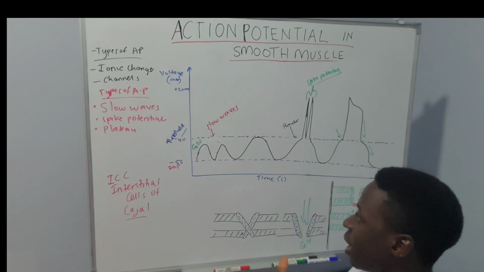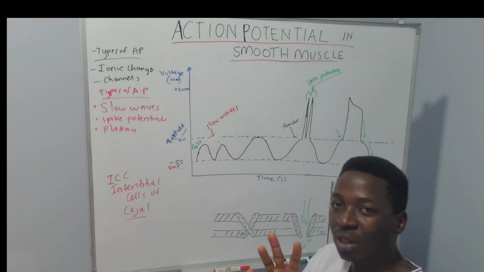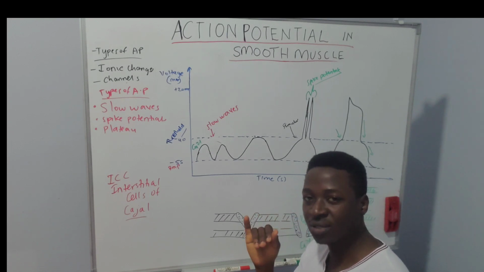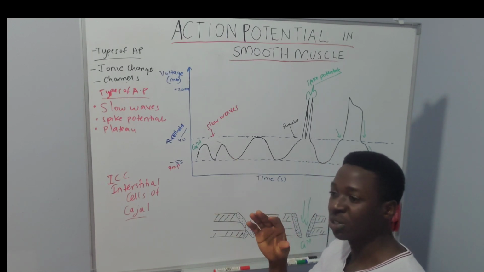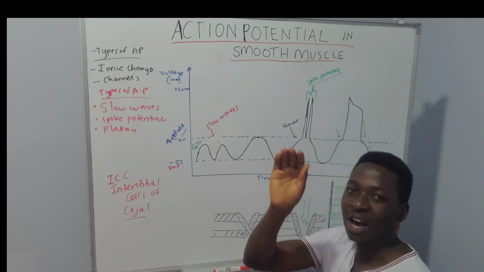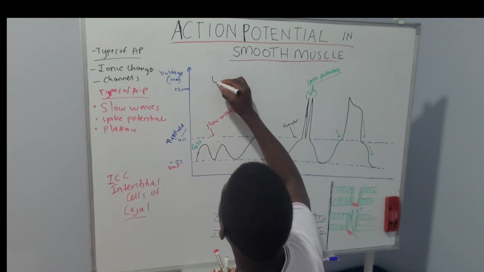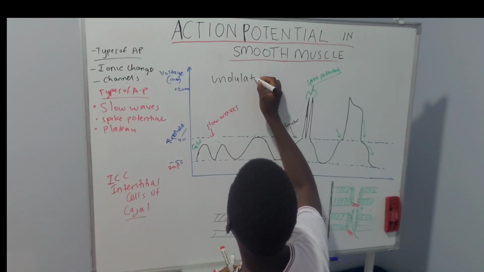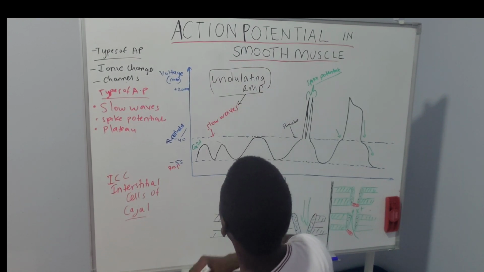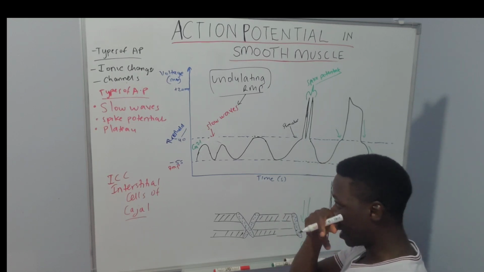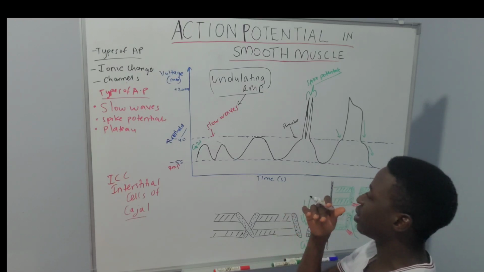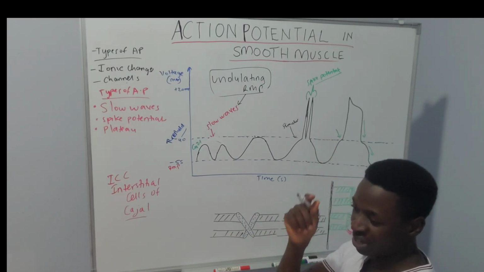So, take home from this action potential of the smooth muscle. One, you need to know there are different types of action potentials that can occur. We have the slow waves, which give us a picture of the resting membrane potential in the smooth muscle, which is not static, that is constantly undulating. This undulating resting membrane potential is exhibited by these slow waves, followed by the spike potentials if the membrane potential reaches the threshold in the presence of a stimulation.